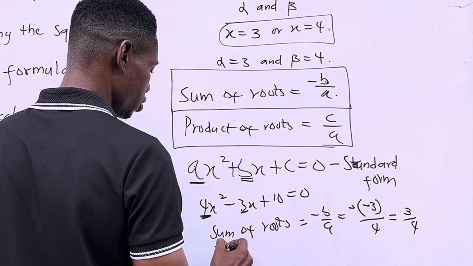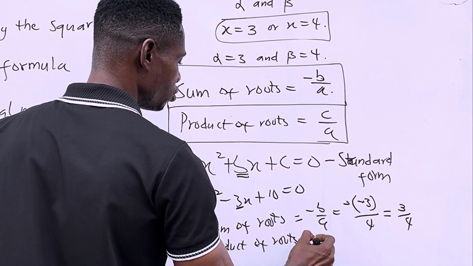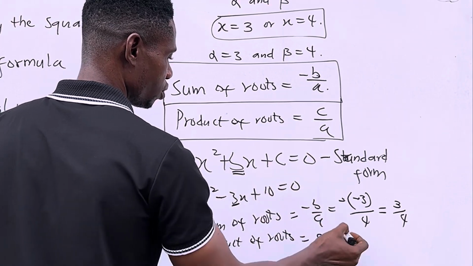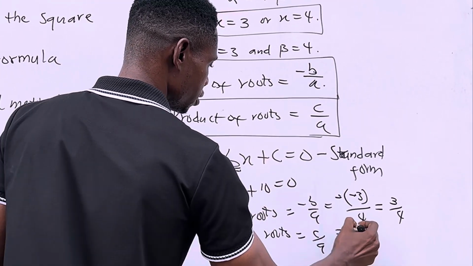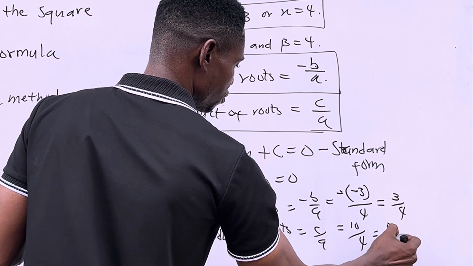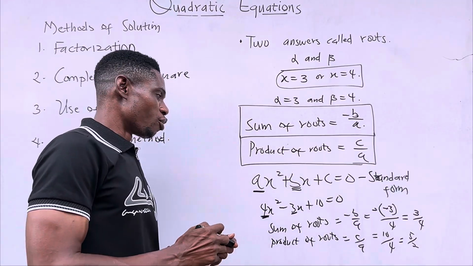The product of the roots, that's c over a, which is what? What's our c? 10 over a, 4, which is 5 over 2. All right, so that's a long one.